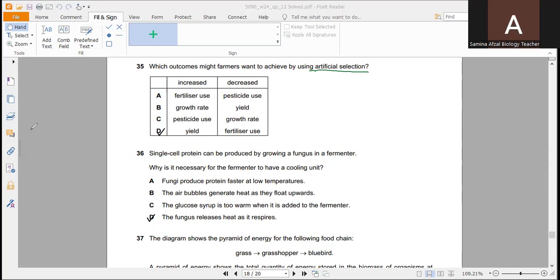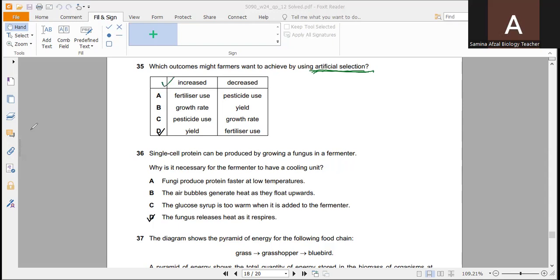Then, according to them, you select the organism of your choice, and then you want to get it by many processes. So, by using artificial selection, there are some possibilities increased or decreased. What will increase, what will decrease according to this question? A. Fertilizer use will increase and the pesticide use will decrease.